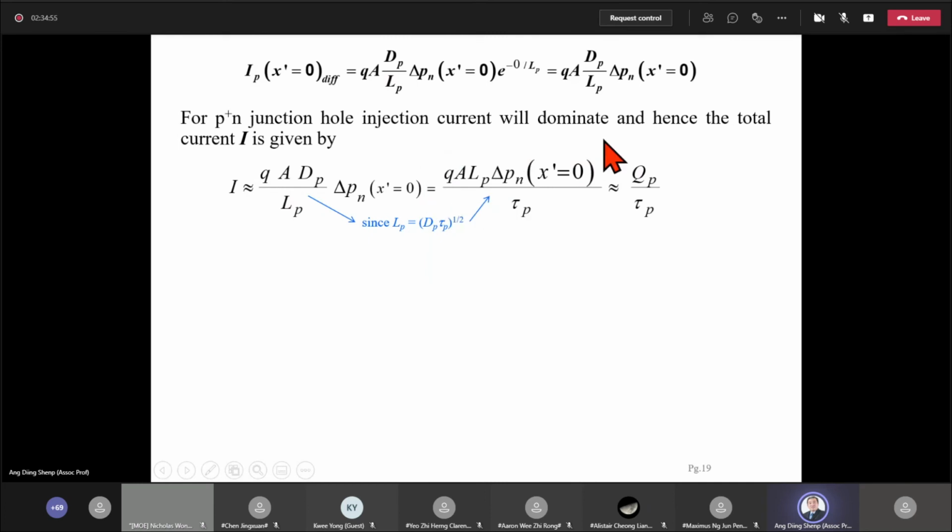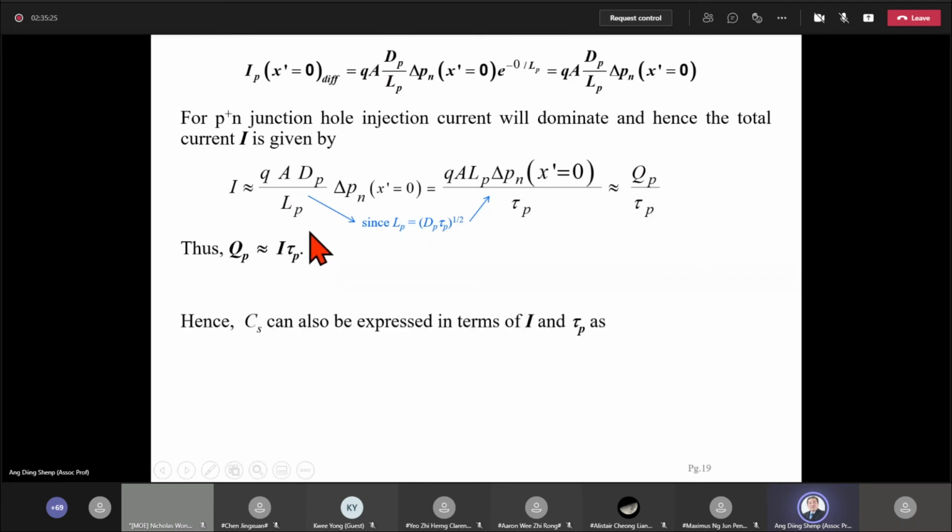Now if you look at the numerator term, it is none other than QP, representing the total amount of holes stored in the quasi-neutral N side. So the total current I flowing through the diode in this example of a P plus N can be expressed as QP over tau P. Based on this, QP can be expressed as I multiplied by tau P, and therefore CS can also be alternatively expressed as Q over KT times I tau P. This I tau P product term is actually QP. So this is just an alternative expression for the storage capacitance for a P plus N junction.